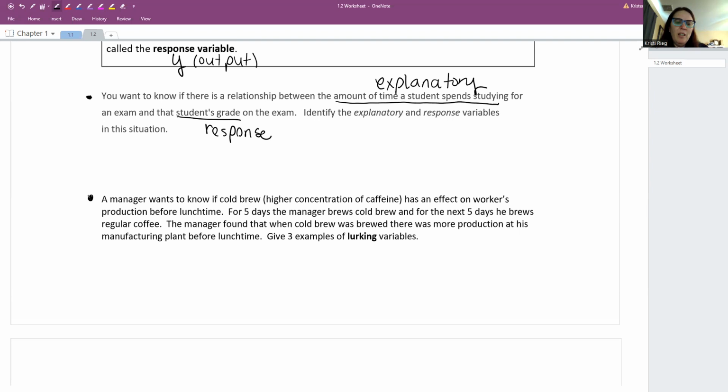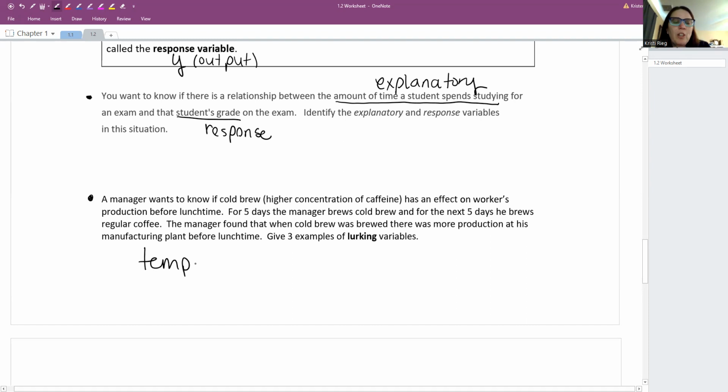And this question is saying, give 3 examples of lurking variables. So I'm going to give 2, and then I'm going to give you a chance to come up with a third one, because I want you to just have fun with this, and we could be serious or we could be silly. So serious could be the temperature.